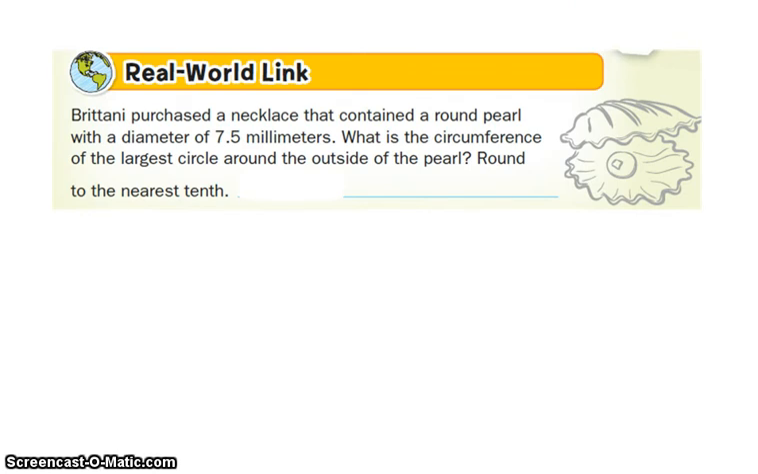Brittany purchased a necklace that contained a round pearl with a diameter of 0.75 millimeters. What is the circumference of the largest circle around the outside of the pearl? Round your answer to the nearest tenth. We know how to find circumference. That's pi d. So if we take pi times the diameter, which is 7.5, we should get about 23.6. So maybe that might be important here.